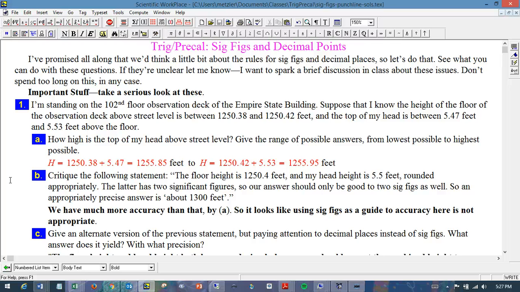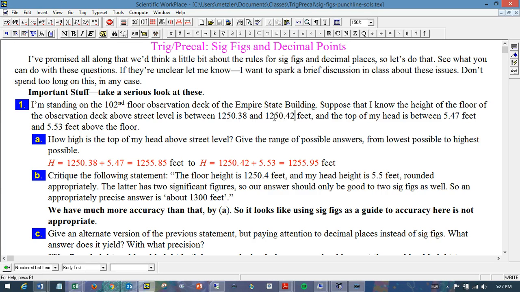Here's some worked out solutions for this little worksheet on sig figs and decimal points, just for the important stuff. The point was to kind of convince you by a few examples that the rules make sense for sig figs versus decimal points. So we've got a situation in the first one where we're adding a number that's precise to about 0.04 feet or plus or minus 0.02 feet.